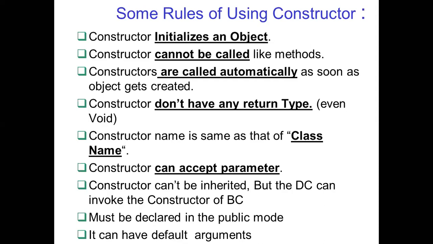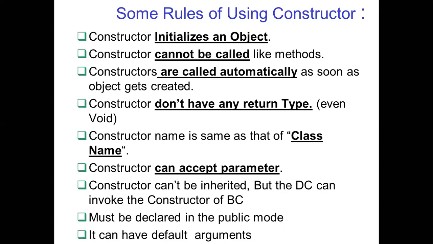Similarly, a constructor cannot be inherited. Be careful about this point. A constructor cannot be inherited, but the derived class can invoke the constructor of the base class. That's an important thing you should remember. The constructor can be invoked through the derived class, like we invoke a method. But observe, a constructor cannot be inherited, but the derived class can invoke the constructor of the base class. It must always be declared in public mode.